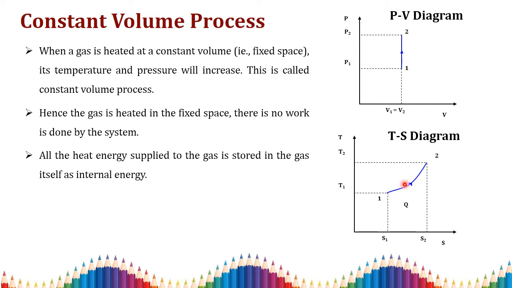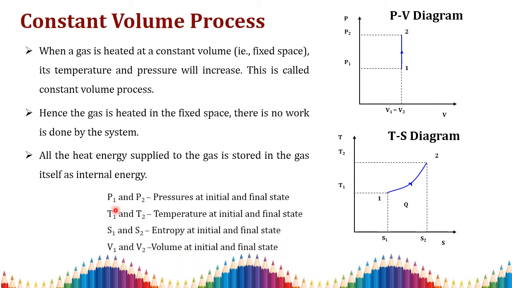So I already explained what P1 and P2 are. P1 and P2 are the pressures at the initial and final states. T1 and T2 are the temperatures at the initial and final states. S1 and S2 are the entropies at the initial and final states. V1 and V2 are the volumes at the initial and final states.